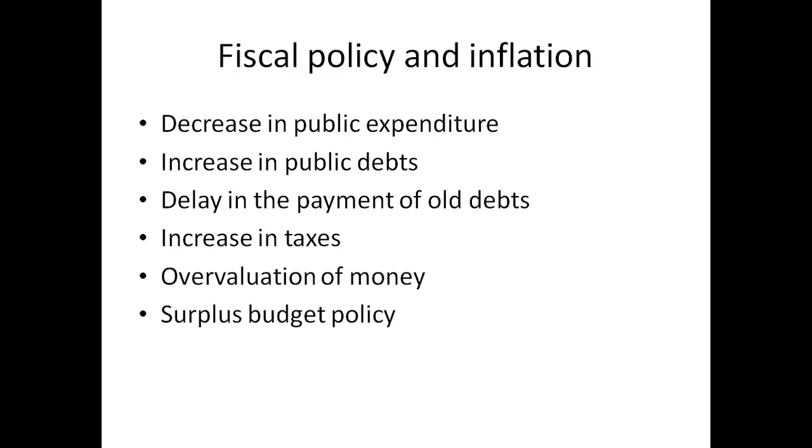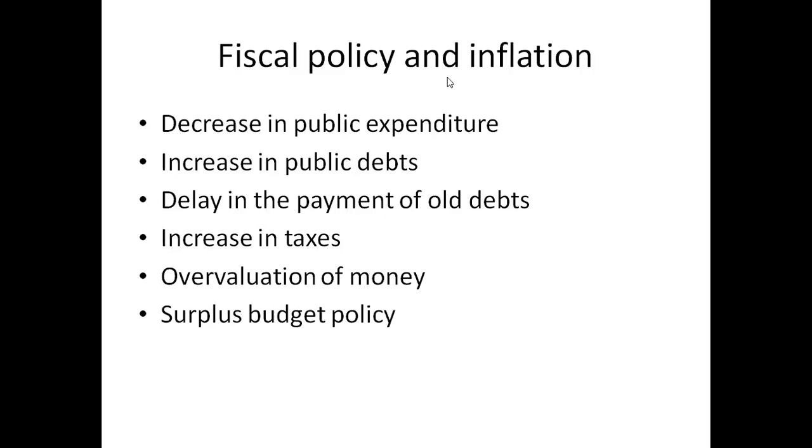Then we have delay in the payment of old debts. It will restrict the current flow of money in the economy. Understand? Then we have increase in the taxes. To check inflation, government should impose new taxes and increase the rates of old taxes, or impose certain cess on taxes. In this way, we can control inflation, because people will spend less on goods.